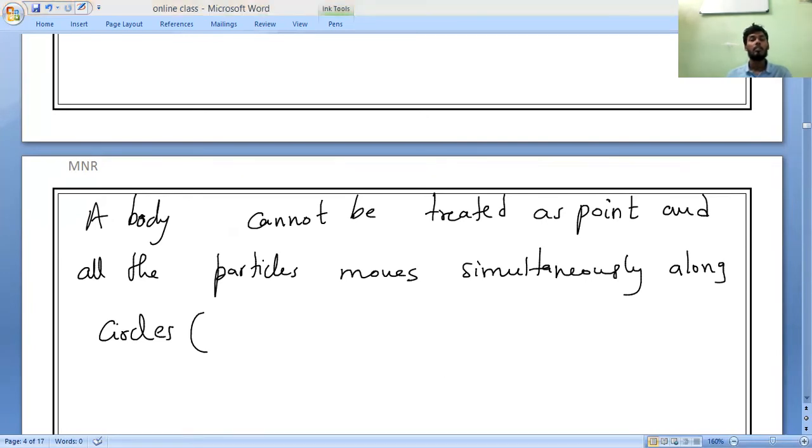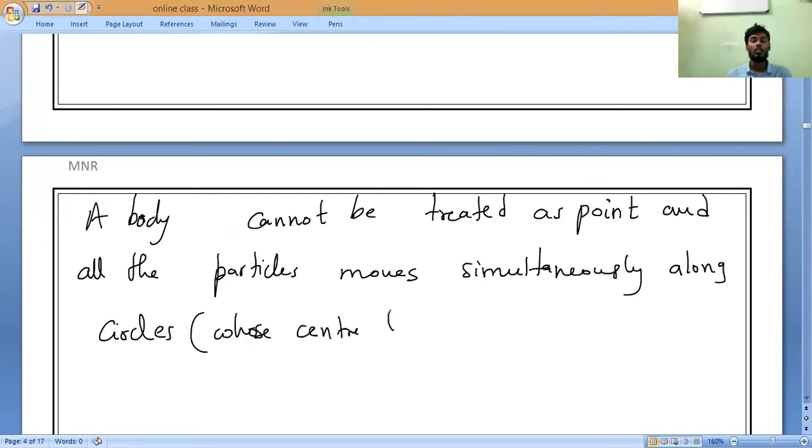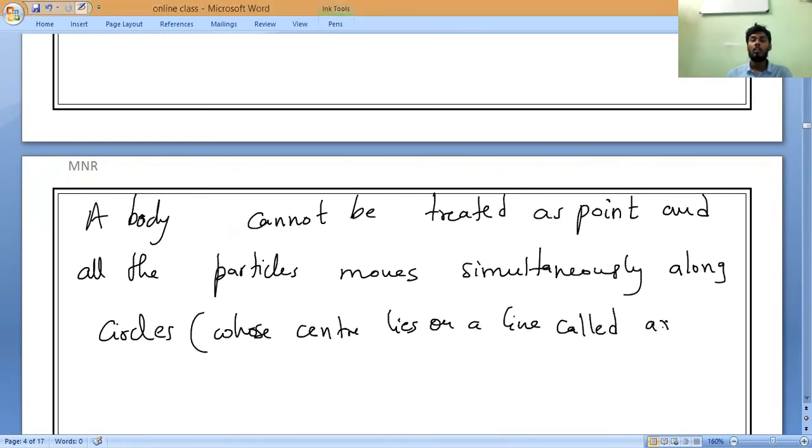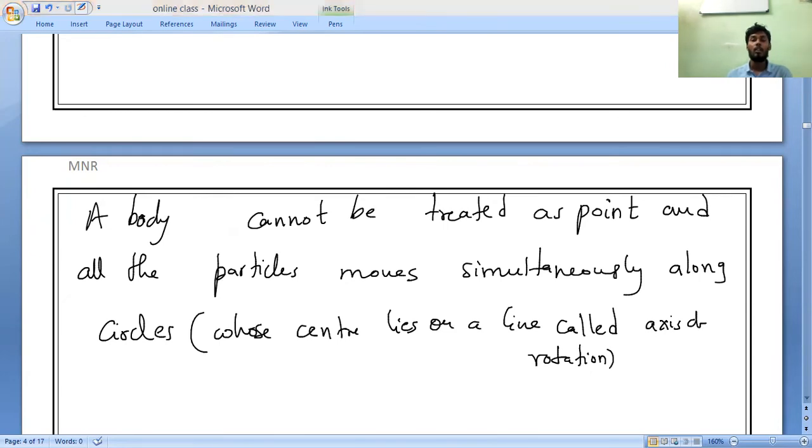Whose center lies on a line. What is that line called? The line is called the axis of rotation. They are called axis of rotation, by shifting through an angle.